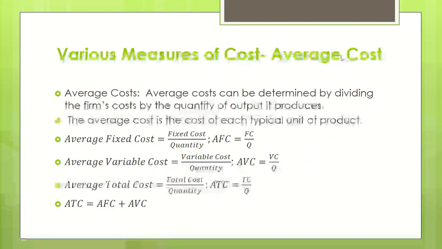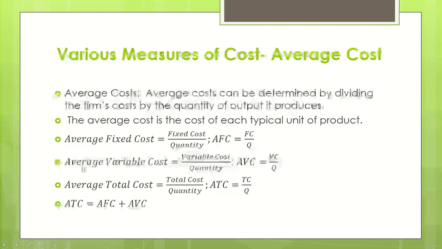Now coming to average cost. Here average cost can be determined by dividing the firm's total costs by quantity of output it produces. Average cost is the cost of each typical unit of the product, and we can find it by using this formula. Average fixed cost is equal to the fixed cost divided by quantity, that means AFC, that's the short form of average fixed cost, is equal to FC, that is fixed cost, divided by Q, that is quantity.